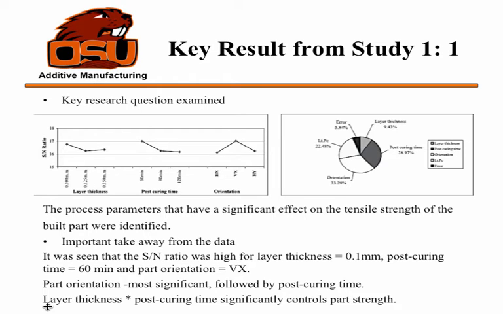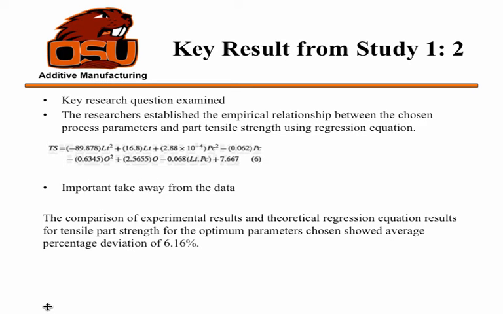So yeah, and this is the percentage distribution of which factors influence the tensile strength of the part. It was seen that part orientation was the most significant factor which affected part strength, followed by post curing time. They see that layer thickness does not provide much influence, but the interaction between layer thickness and post curing does create a really huge influence on the process. This was an empirical regression model which they created.